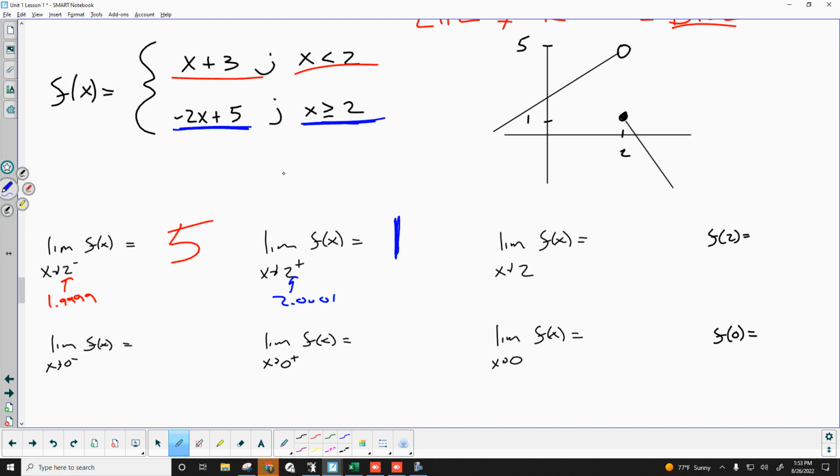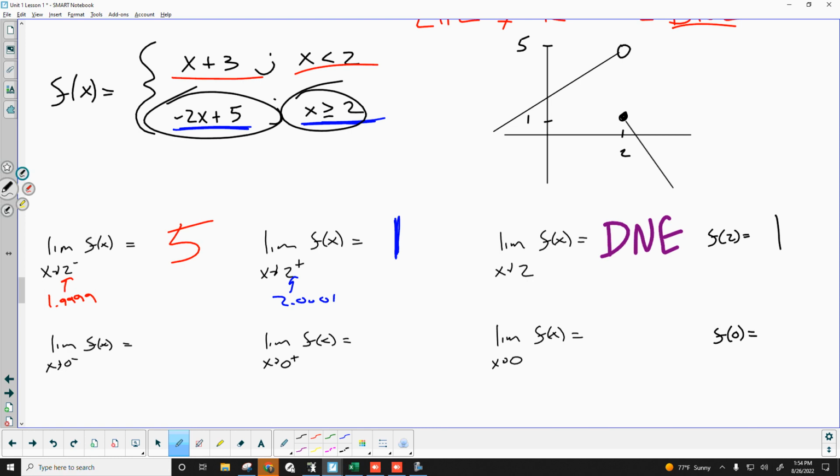Because this number and this number are not the same, they don't agree with each other, this limit does not exist. Sure, at 2, I'm plugging 2 into this and I do get 1, but I don't care. This makes no difference. I could have just left this question off. Now let's look at another situation.